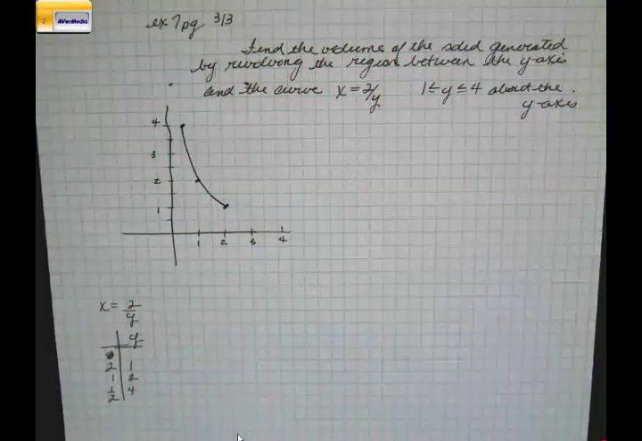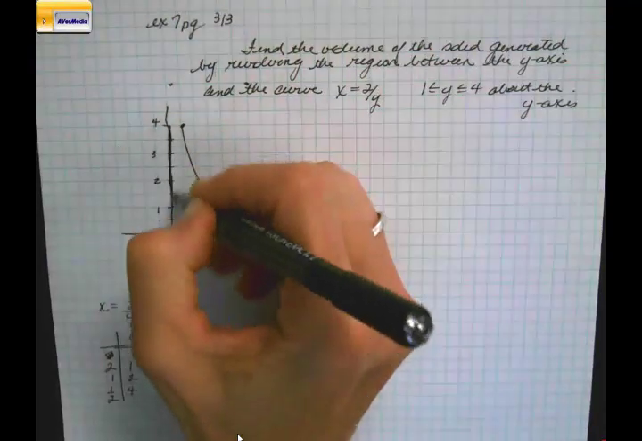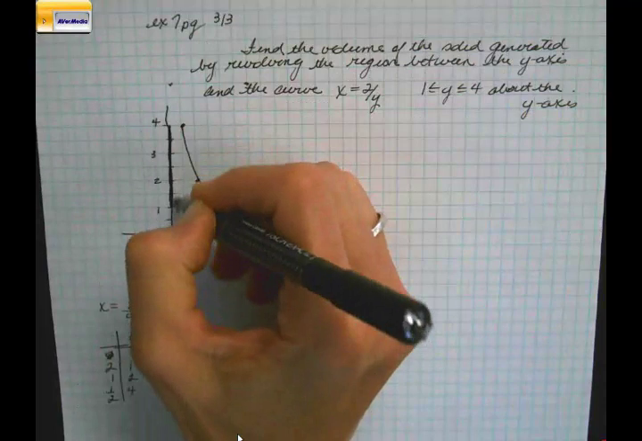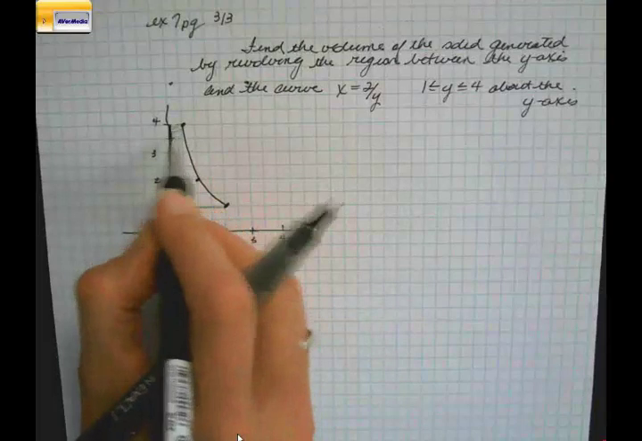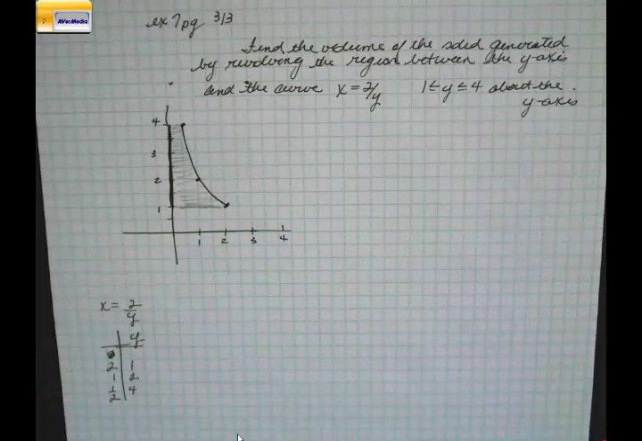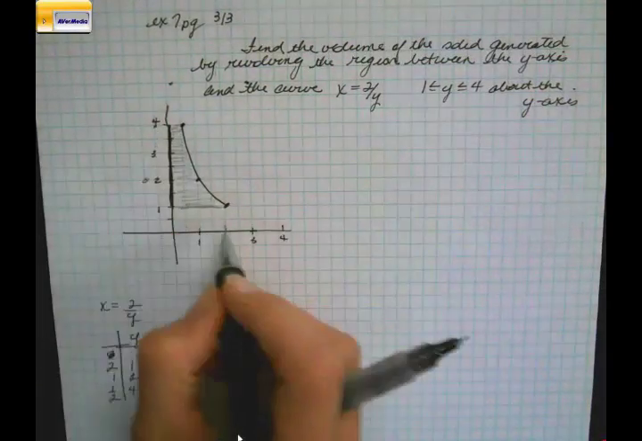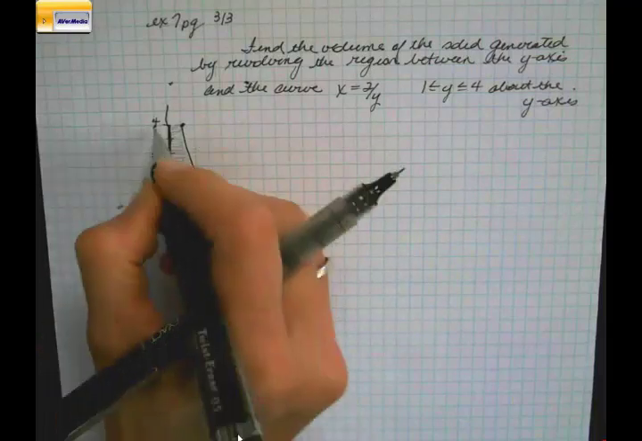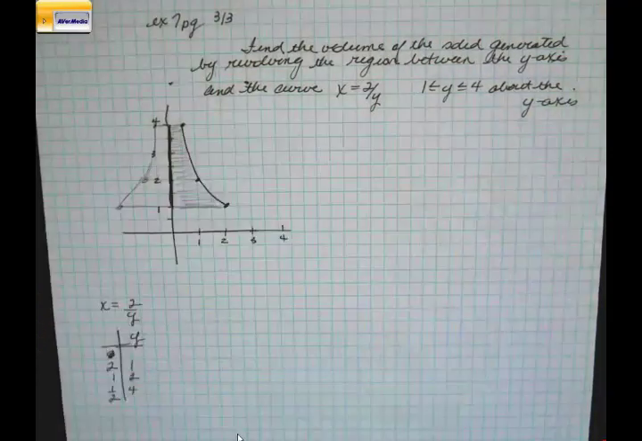Now find the volume of the solid generated by revolving the region between the y-axis and the curve. So between the y-axis and that curve, that region then equates to this. There's your region. Now it says rotate it, spin it around the y-axis. It'll look something like that when you start spinning it.